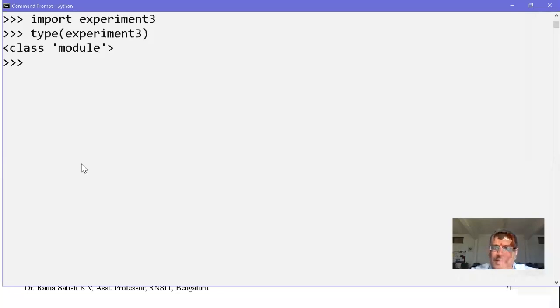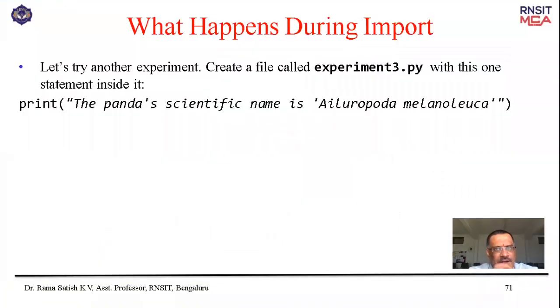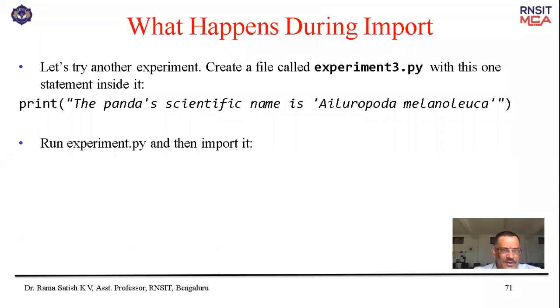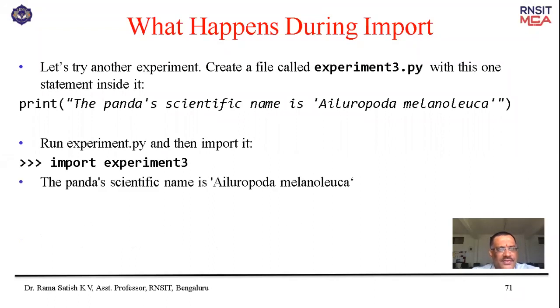Now I have made changes to my experiment3. How to update it? That's my real question. For that, let us go and see some discussion points in the presentation. Whenever you run experiment3.py and then import it, if you just import it, it will display the panda's scientific name is Ailuropoda melanoleuca.